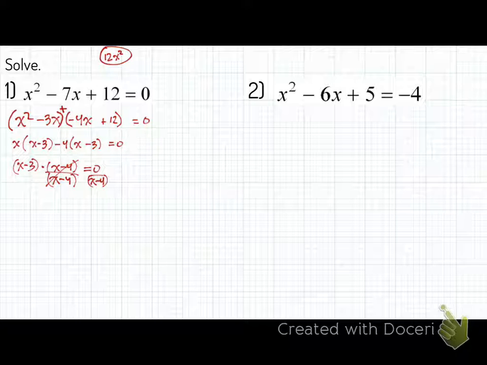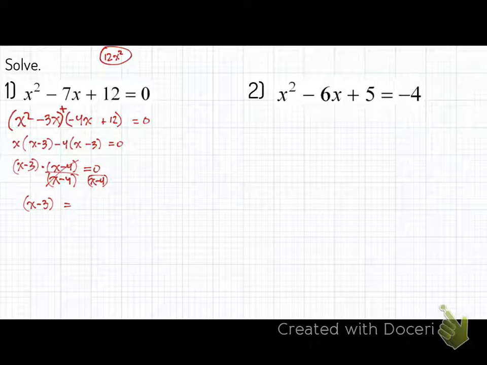So x minus 3 times 1 is x minus 3. And then bring down the rest of the problem. 0 divided by anything is still 0. Add 3 to both sides. You got x is equal to 3. Okay, that's one of my answers.